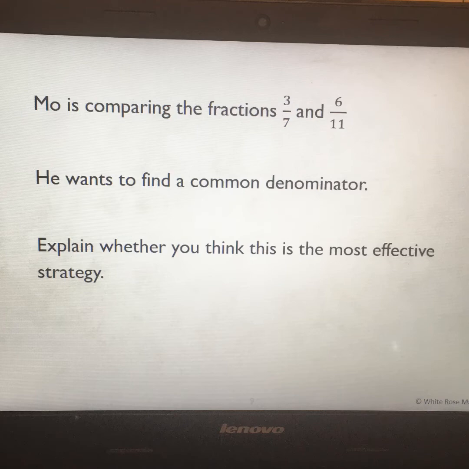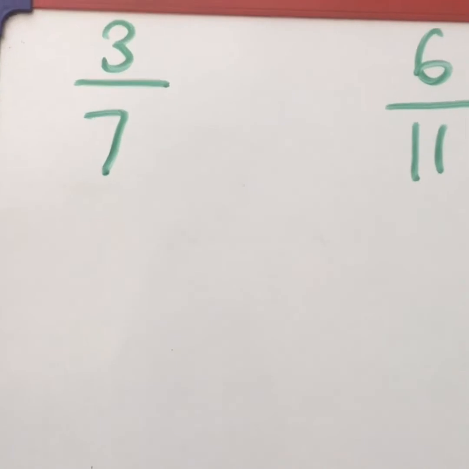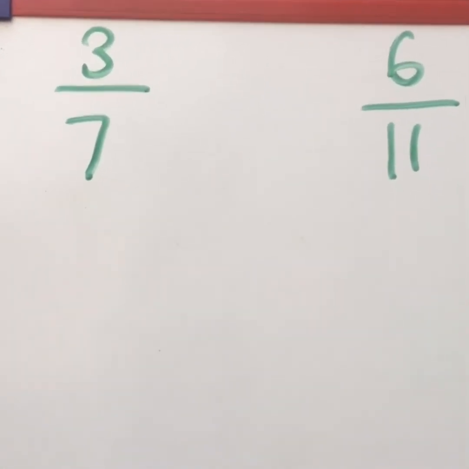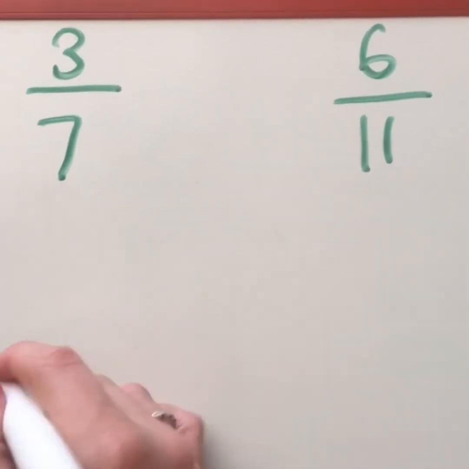This is when you need to use your knowledge of times tables to think about what is the most effective strategy. 7 and 11, I've done the first few times tables for the 7 times table. I've worked out the first few in the 11 times table, and I know that there's no common multiple. So actually for this, the easiest way to find this common denominator is to do 7 times 11, which is 77. So with this question, like we've just said, the common denominator is going to be 77.